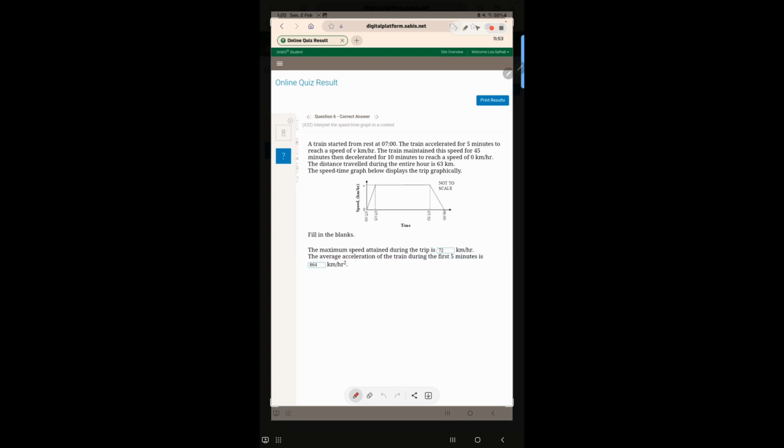Okay, for the second part, they want the average acceleration, which is delta velocity over delta time. You already got your velocity, which is 72, and then you want time. They want it in kilometers per hour though, and they tell you first 5 minutes. 5 minutes is the same as 5 over 60, because an hour is 60 minutes, which is equal to 1 over 12. So 72 over 1 over 12. So 72 times 12, which is 864, and that's your answer.